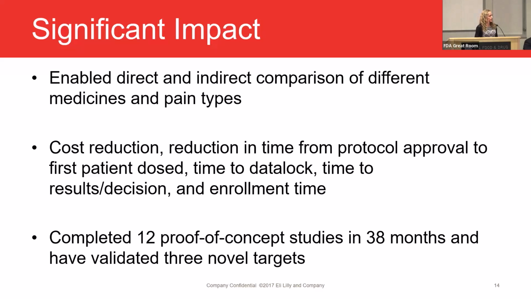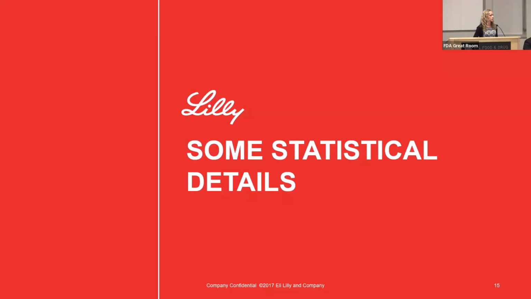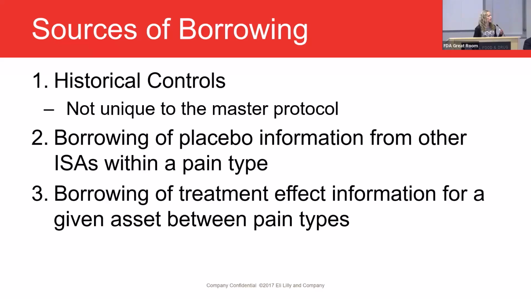Okay, so let me take a little bit of time then and go into some of the statistical details. As I mentioned, I'll focus on the borrowing conversations we had and the simulation. For this master protocol, there were 3 main sources of borrowing that we considered. The first source was not unique to the master protocol, can always be considered. So we spent more time talking about borrowing from these second 2: the ability to borrow placebo information from another ISA within a pain type, and then the opportunity to borrow treatment effect information between pain types.